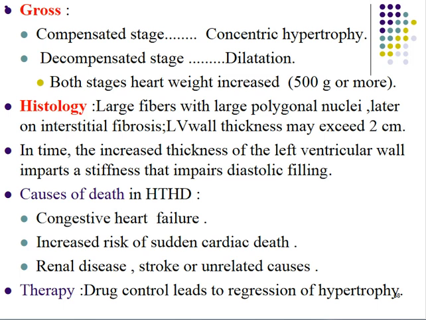With time, the increase in the thickness of the left ventricular wall imparts a stiffness that impairs diastolic filling and results gradually in heart failure. So the causes of death in hypertensive heart disease are congestive heart failure, as we said, increased risk of sudden cardiac death, mainly fatal arrhythmias, and renal disease, stroke, or unrelated causes can cause the death in those with hypertensive heart disease. Therapy is drug control leading to regression of the hypertrophy.